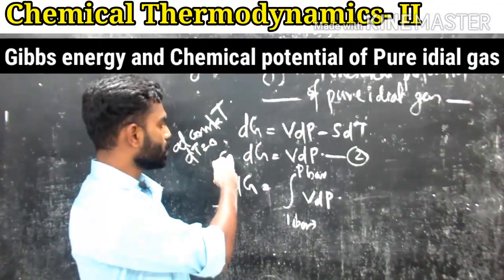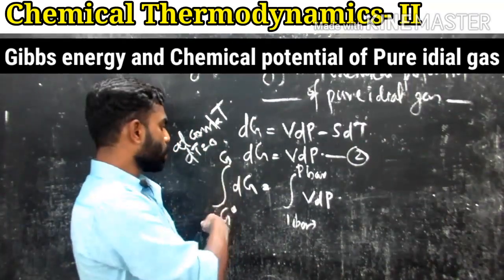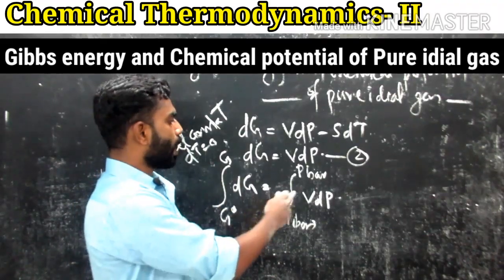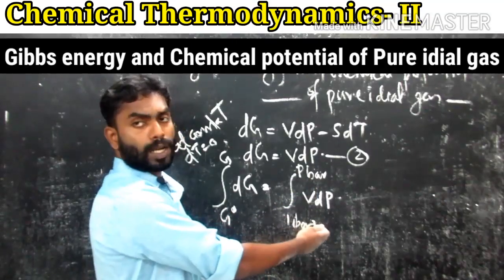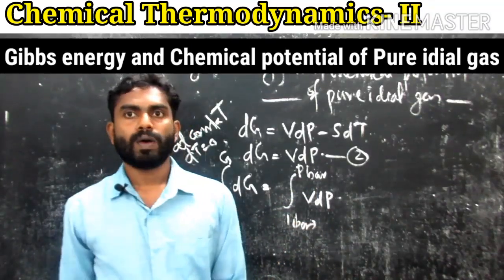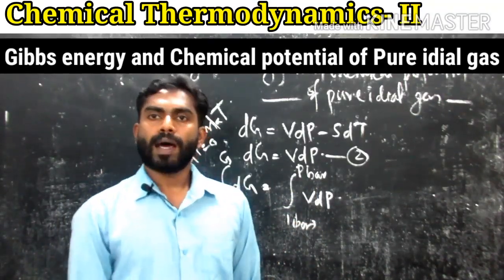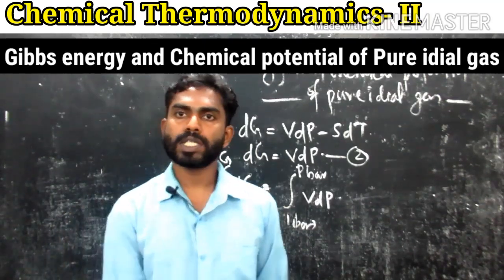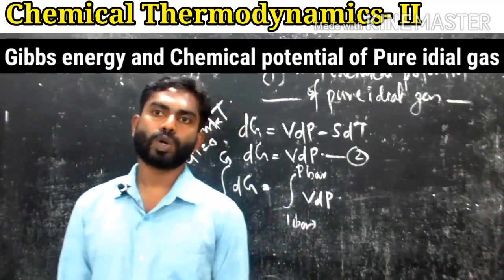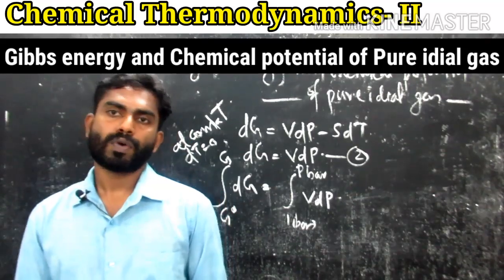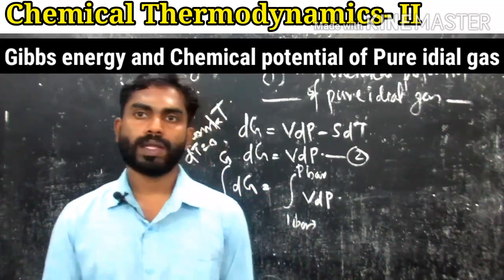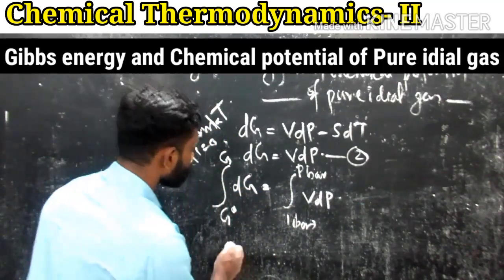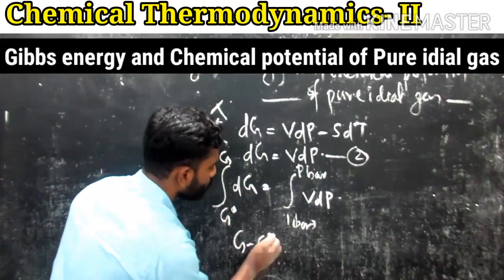G is equal to G0, integration from G0 to G of dG, and integration with limits 1 bar pressure to P bar, where 1 bar is the standard pressure, of VdP. Okay, the bar shown in the above expression is to stress that the unit of pressure is bar. For n moles of an ideal gas, V is equal to nRT by P. Then the equation becomes G minus G0.